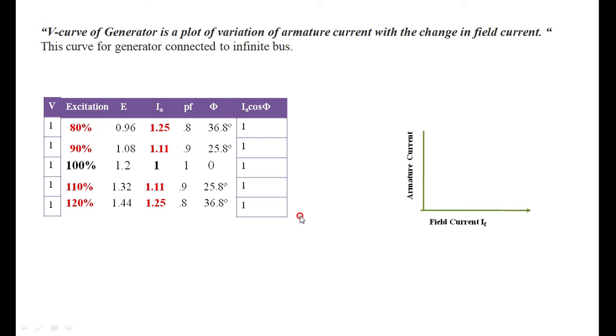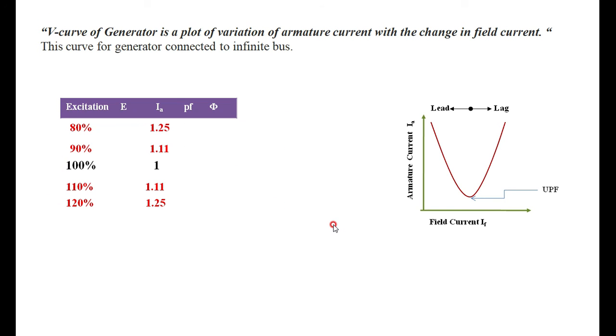Now, what I am interested in here is to draw the curve for field current versus armature current. Okay, field current versus armature current. Therefore, this is the curve that I am getting. That is how we are getting that curve, from these two.